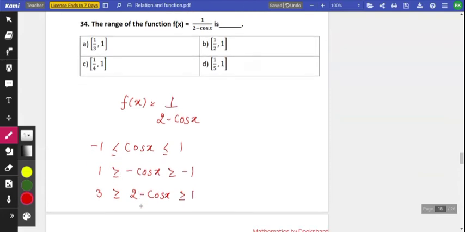Now take the reciprocal on both sides. Because of the reciprocal, the inequality arrow will change. So we get the range from 1/3 to 1. So the correct answer is [1/3, 1]. Option A is the right answer.